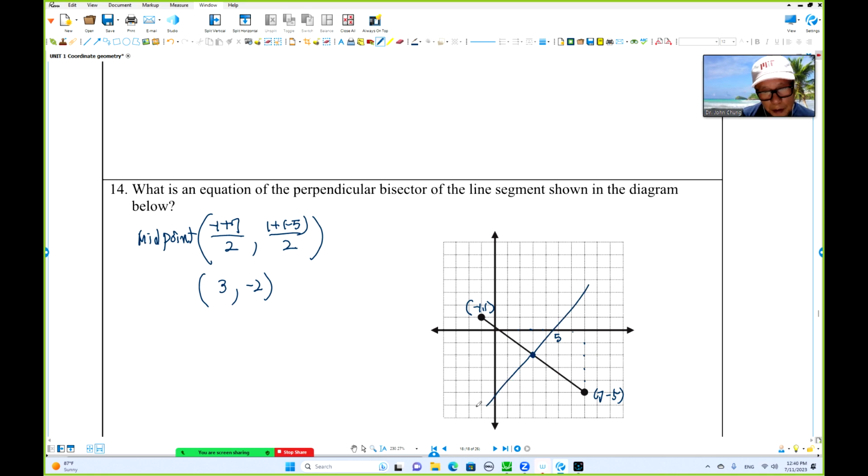Okay. So how can you find this one? I told you I'm not going to use this graph. Anyway, find the slope of this one first. Slope of the original.